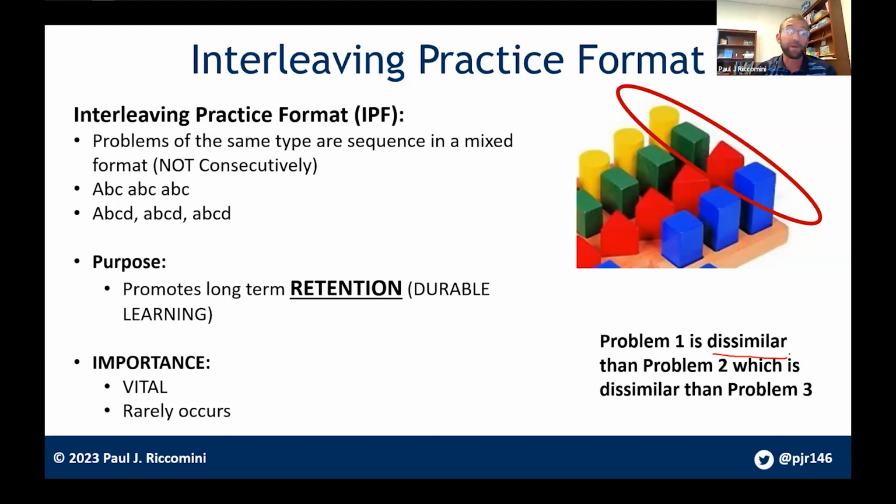Don't let that paralyze you and not move forward. Make a decision. But here's the rule of thumb. If you're not sure, you're all math experts. You're trained to teach math. If you're not sure, opt to be more different. So either put them on a different IPF activity or put something really different in between, because the danger is if they're too similar, we're going to get a blocking effect.